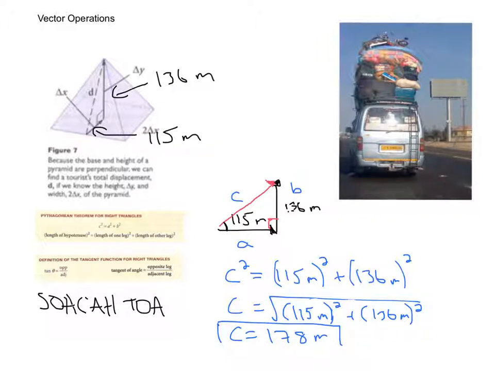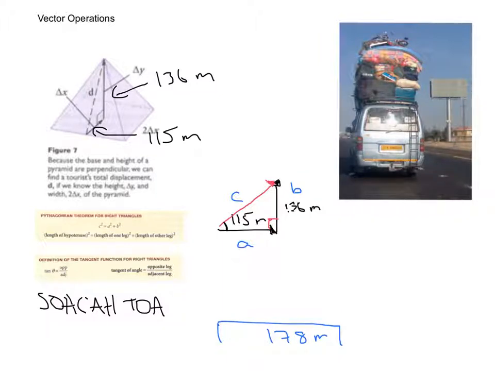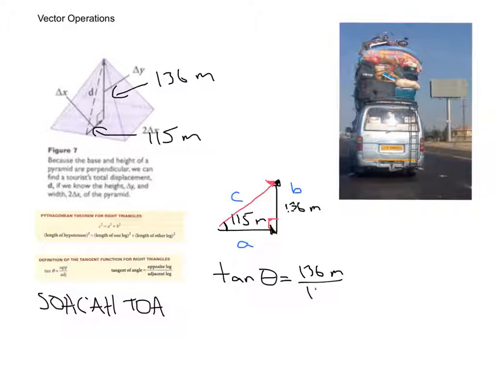And so to do that, I'm now going to invoke the second set of mathematical principles, and that's SOHCAHTOA, which tells us the tangent of this angle is equal to the opposite side over the adjacent side. So let me clear this out. Okay, so the tangent of the angle is going to be equal to the opposite side, 136, divided by the adjacent side, 115. That's tangent: opposite over adjacent, okay?